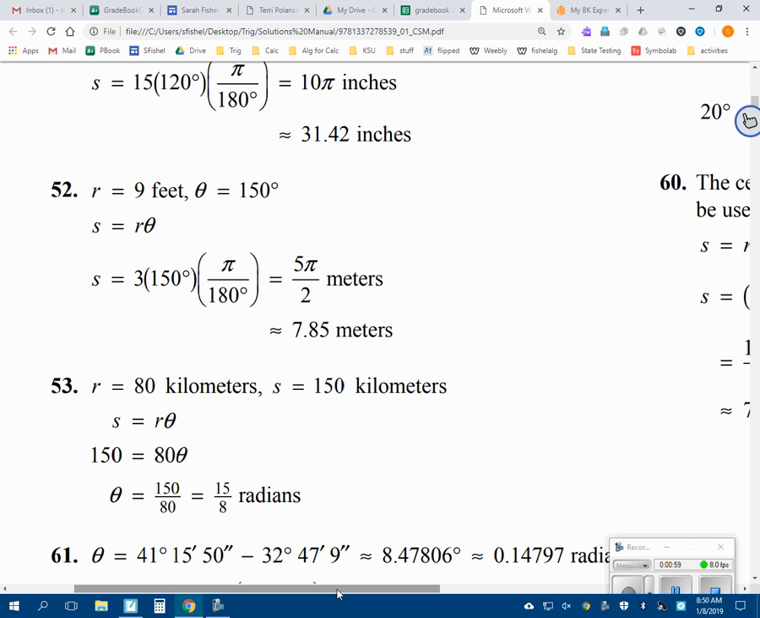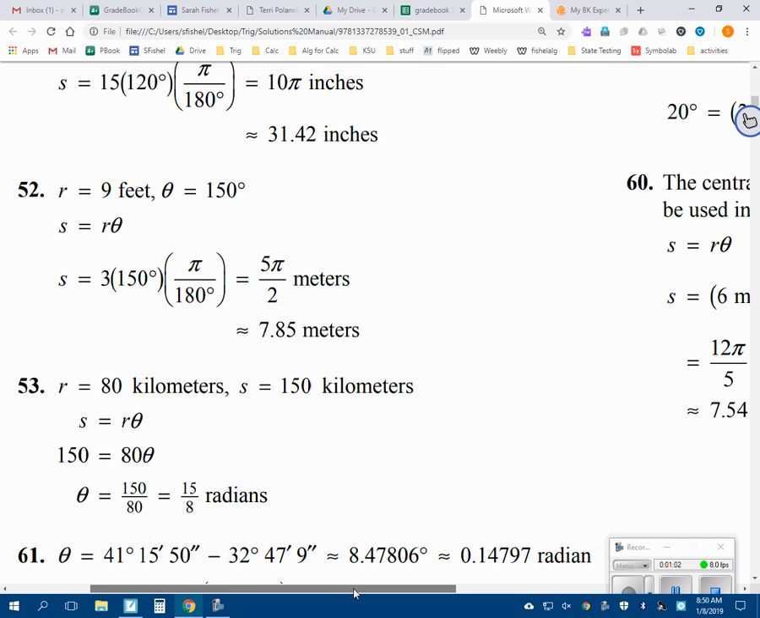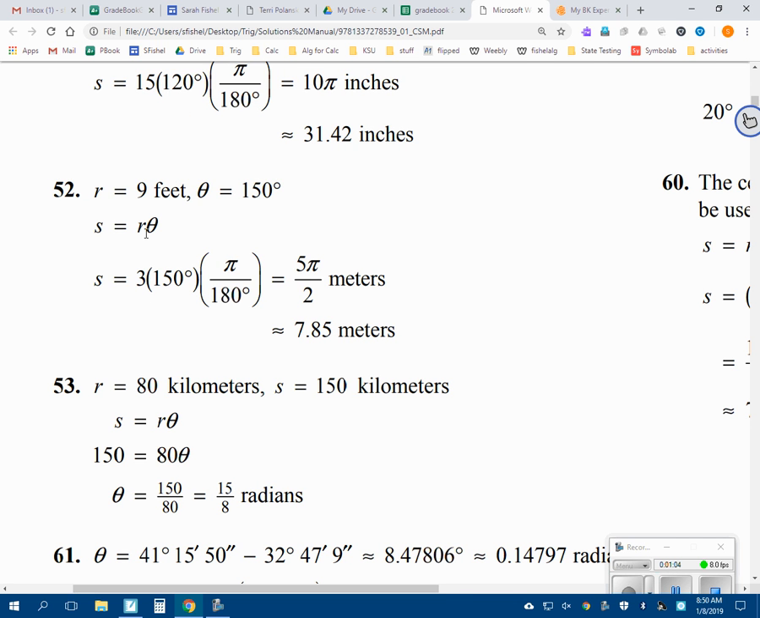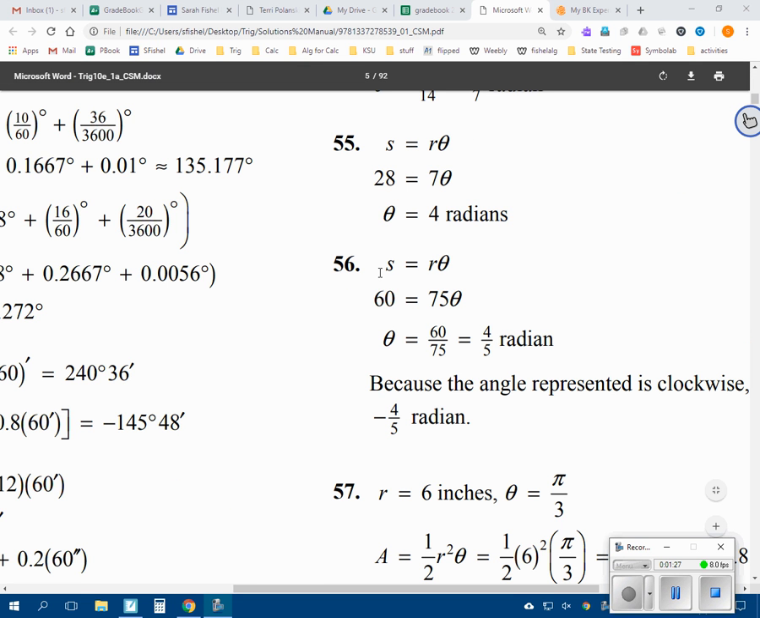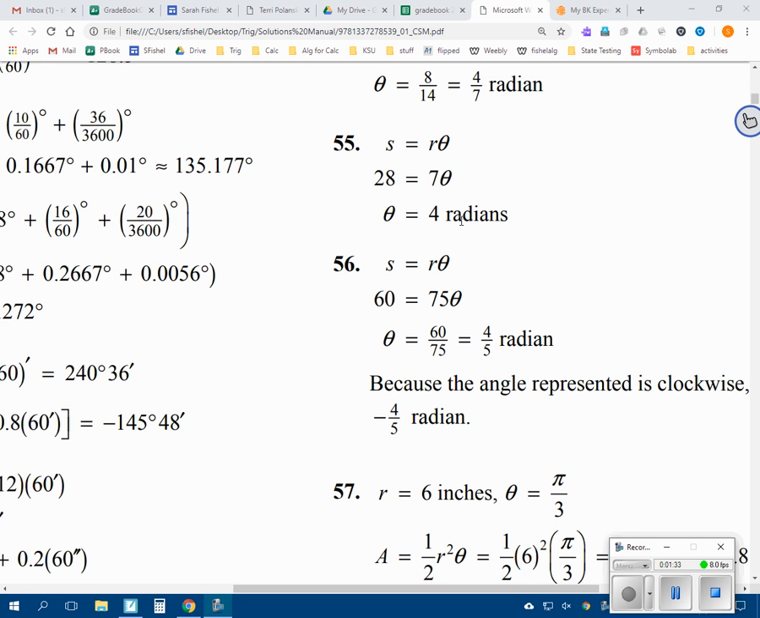Is that what you had? That would be equivalent. Yes, that's right. You should have multiplied 3 times 150 degrees, but then the 150 degrees you have to change into radians, so 150 times pi over 180. Is that what you did? Your radius is 3, right? 55, theta equals 4 radians. No, you don't have to write radians. Just make sure you don't write degrees.